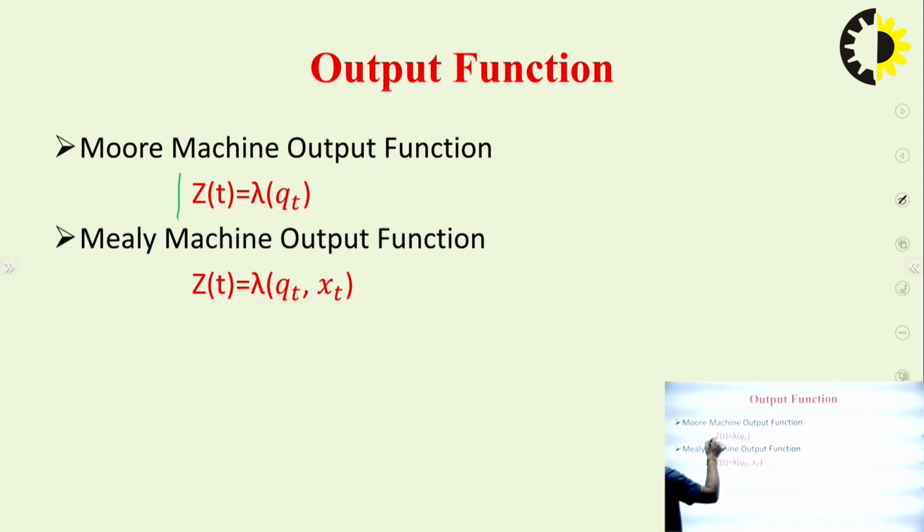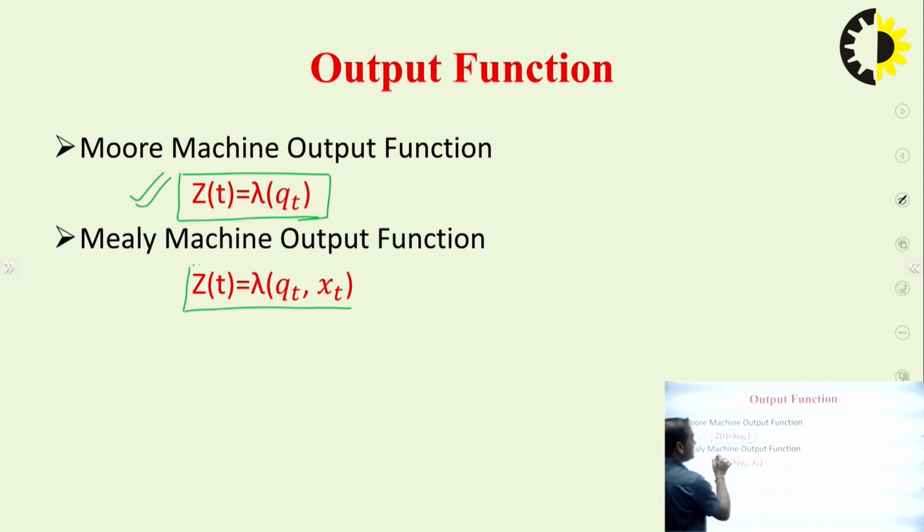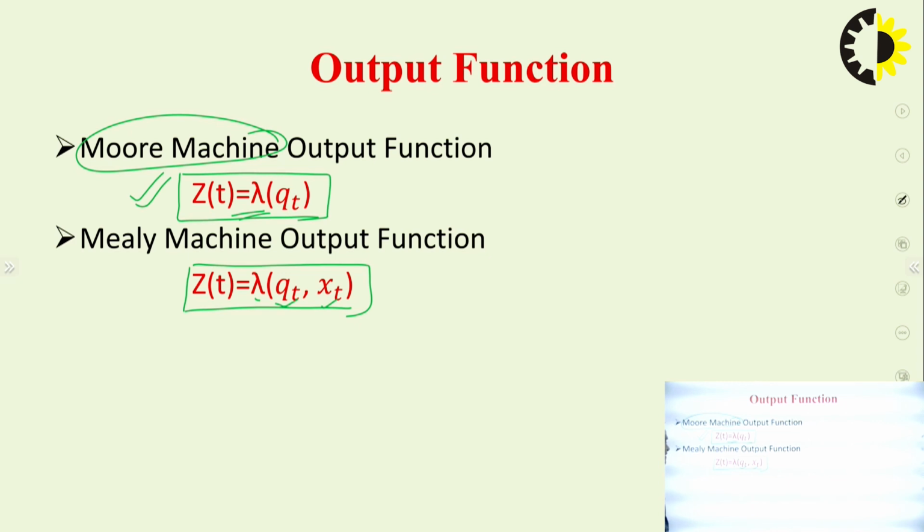Now, this is the function which is discussed earlier, zt equal to lambda qt. This is the function for Moore machine, and here this is the function zt equal to lambda qt xt. That means if a machine is a Mealy machine, then output depends on both present state as well as present input, and if the machine is Moore machine, then output depends only on present state. This is the main transition function, that is also called output function, of Mealy and Moore machine.